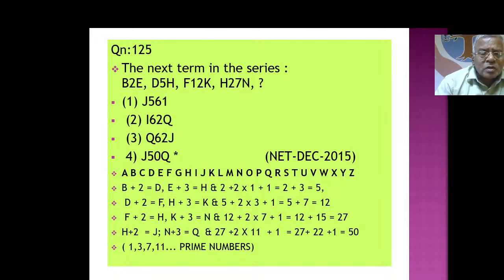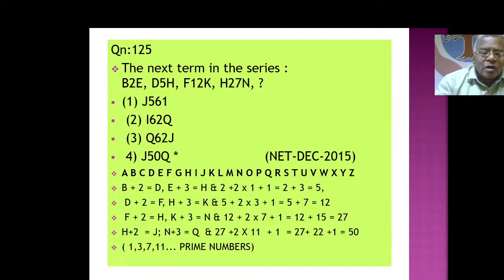H plus 2, that is J. N plus 3, that is Q. From the alphabet you can find out. N plus 3, okay, the third term will be Q, right? N plus 3 is equal to Q. How does 27 come? What should be the next number? 27 plus 2 into 11 plus 1, that is 27 plus 22 plus 1, that is equal to 50.